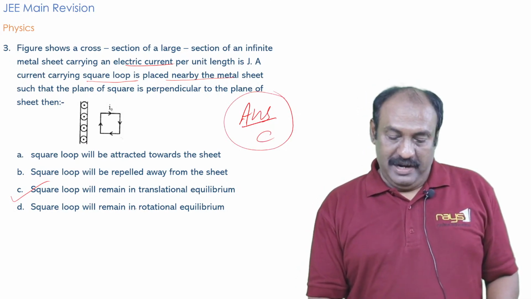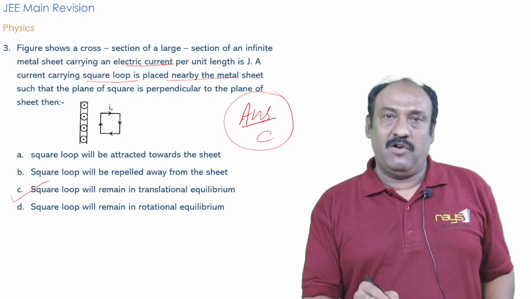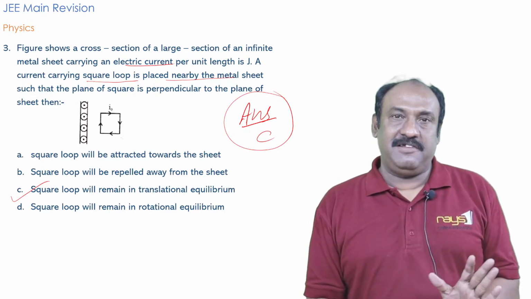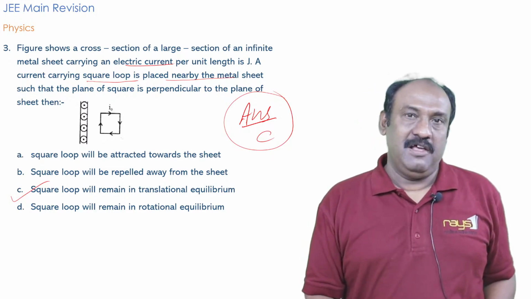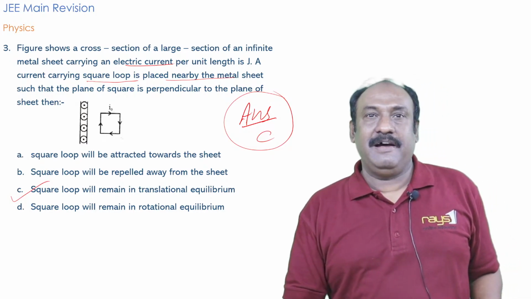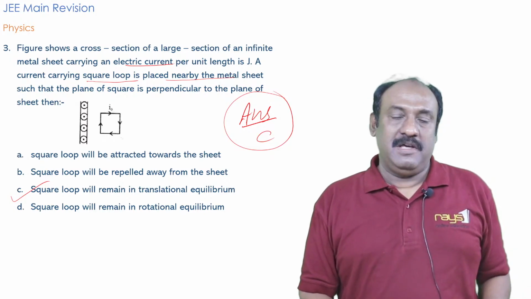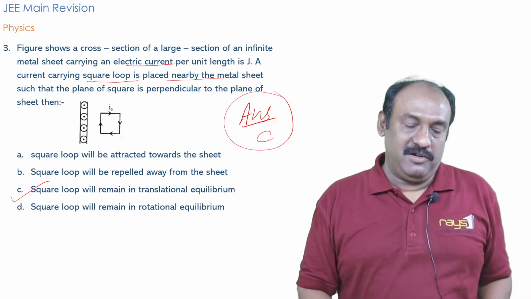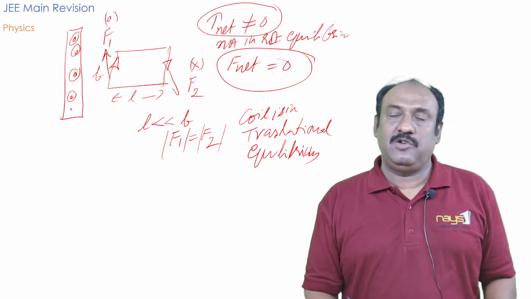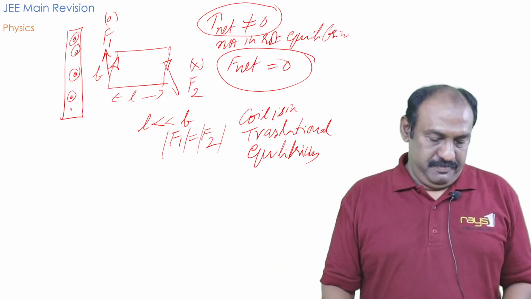The square loop will not remain in rotational equilibrium; there will be net torque acting on the coil, force multiplied by perpendicular distance, F into R1 from the first edge, R2 to the second edge of the coil. There will be a slight difference in the clockwise and anti-clockwise torques. For that reason, net torque is not equal to 0, but net force is equal to 0. So the coil is said to be in translational equilibrium.